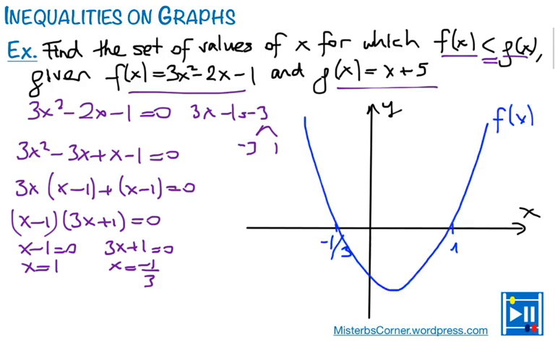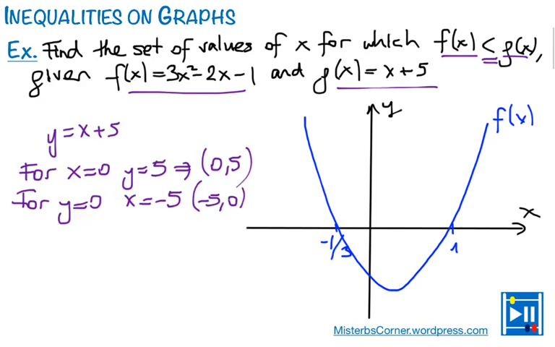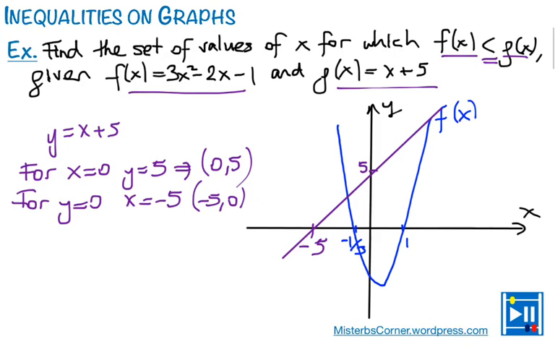And for y equals x plus 5, the intersection with the axes would be 0 to 5 and negative 5 to 0. So let's redraw the graph. They look something like this. So this is g of x in purple and f of x in blue.